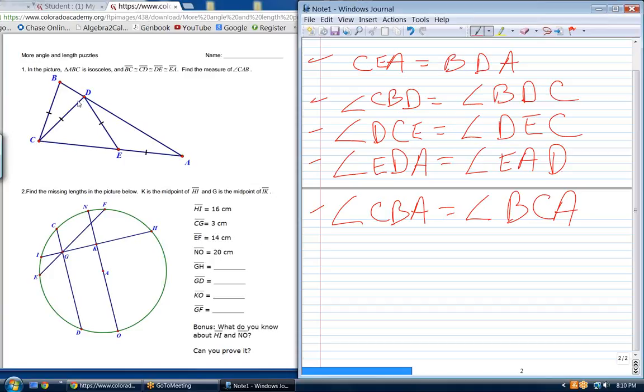So angle BDC, that's this angle here, plus this angle, CDE, plus this angle, EDA, equal to 180, because they're in a straight line there.